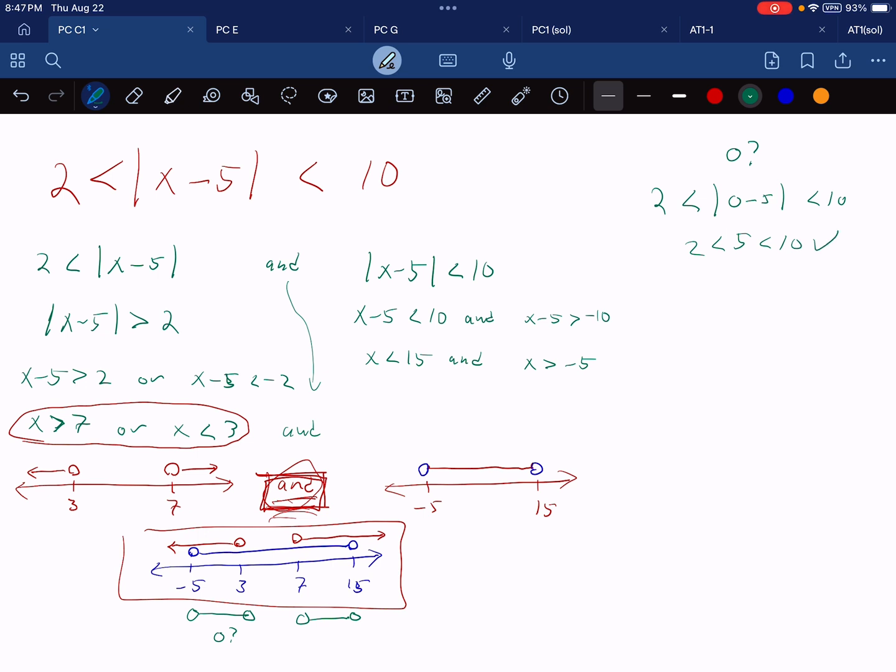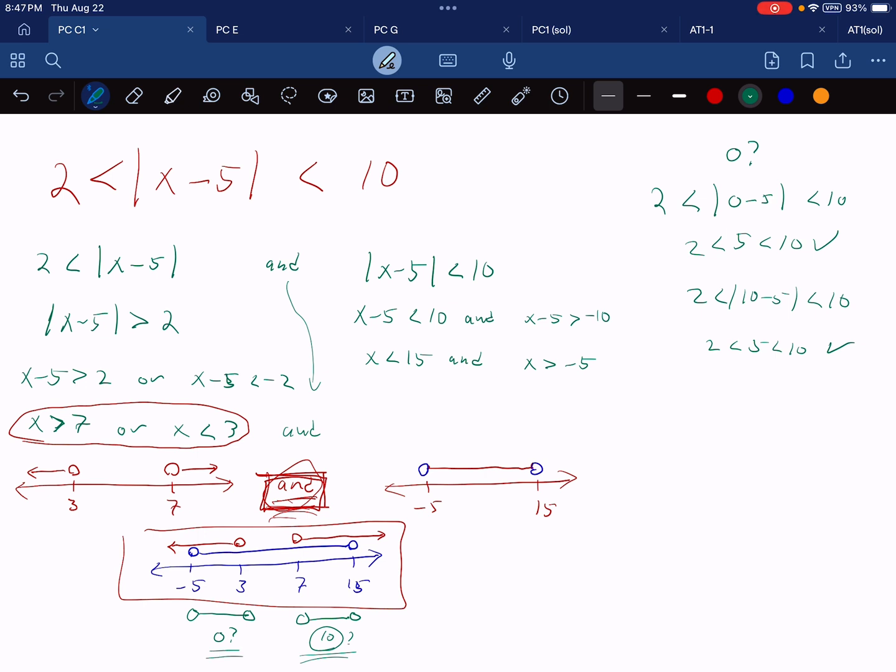Maybe I want to check this one. Let's plug in 10. If I plug in 10, I'm going to get 2 is less than the absolute value of 10 minus 5, is less than 10. 10 minus 5 is 5, absolute value of 5 is still 5, so 2 is less than 5, which is less than 10. Check. So again, this works, right? So these two actually do work.